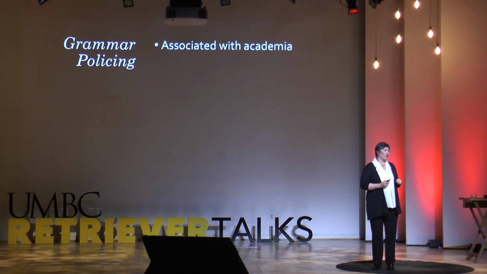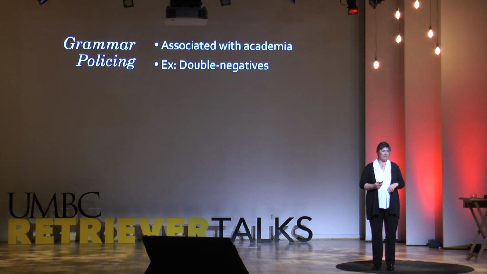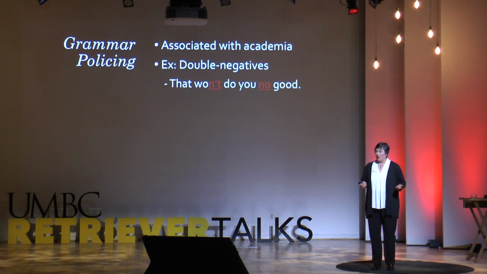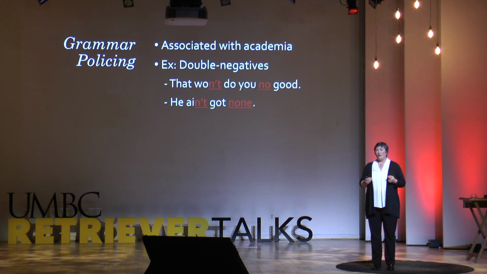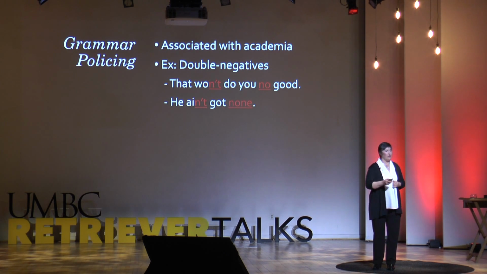Likely lots of you were told sometime growing up that it's wrong to use double negatives. Double negatives are things like, that won't do you no good, or he ain't got none. Somewhere, an English teacher or somebody probably told you, you can't use double negatives, it's illogical because two negatives cancel each other out, right? Well, if that's the case, then how is it that in a lot of other languages around the world, double negatives are common?